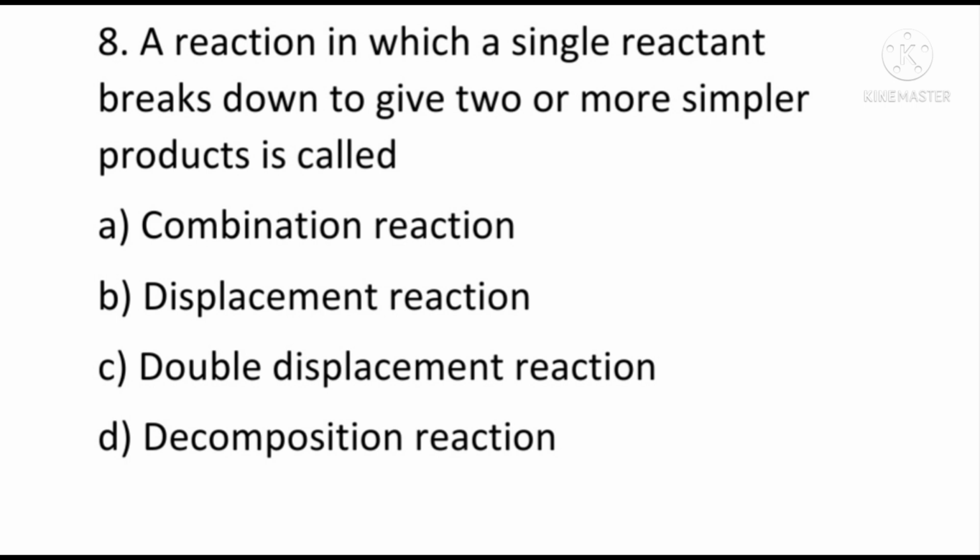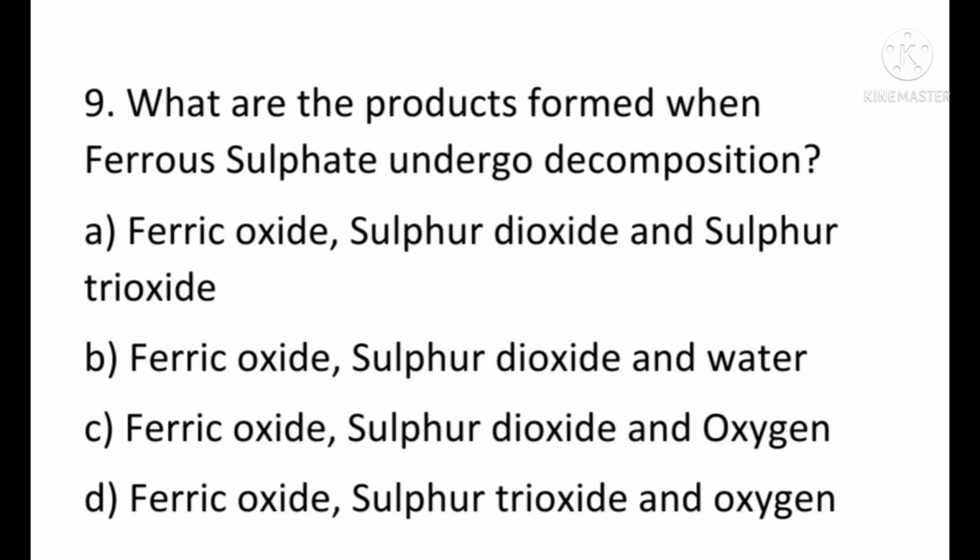Question number 8. A reaction in which a single reactant breaks down to give two or more simpler products is called: A, combination reaction; B, displacement reaction; C, double displacement reaction; D, decomposition reaction. Answer is option D, decomposition reaction.